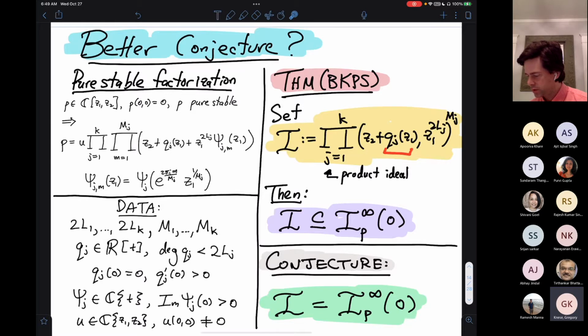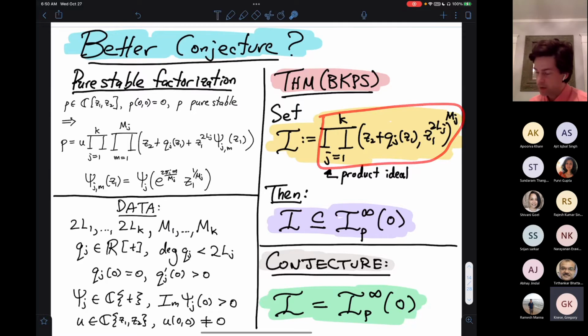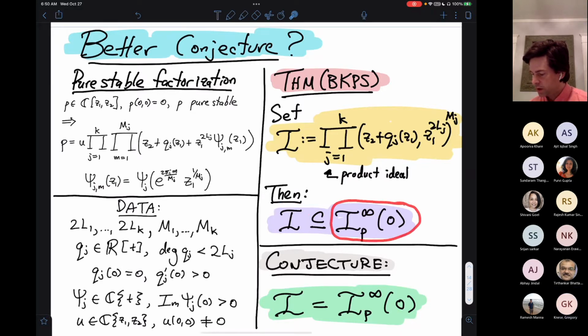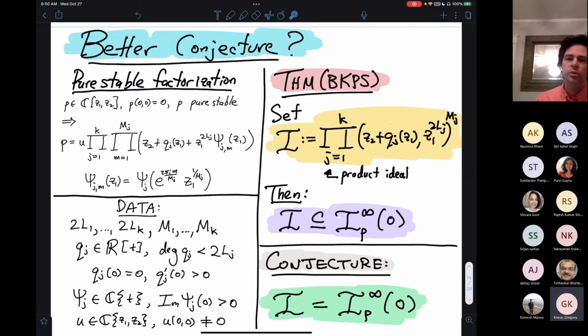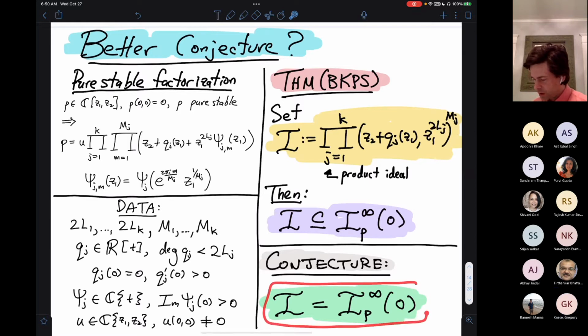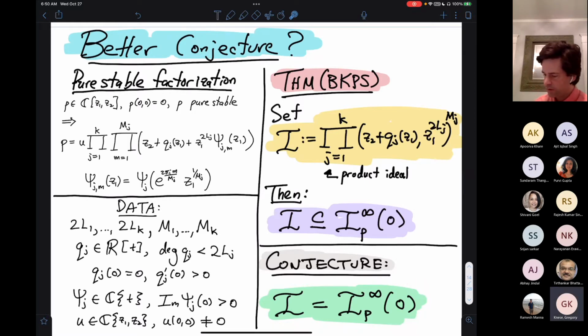So Z2 plus Q, comma, just a power of Z1. And so I take the ideal generated by those two, and then the product ideal MJ times generated by those, where the M's were these multiplicities associated to things. And then you take another product ideal of that. That's complicated, but it turns out that this is a pretty big ideal sitting inside of this ideal of admissible numerators. And we conjecture that they're actually equal. And we have some pretty good evidence of that.